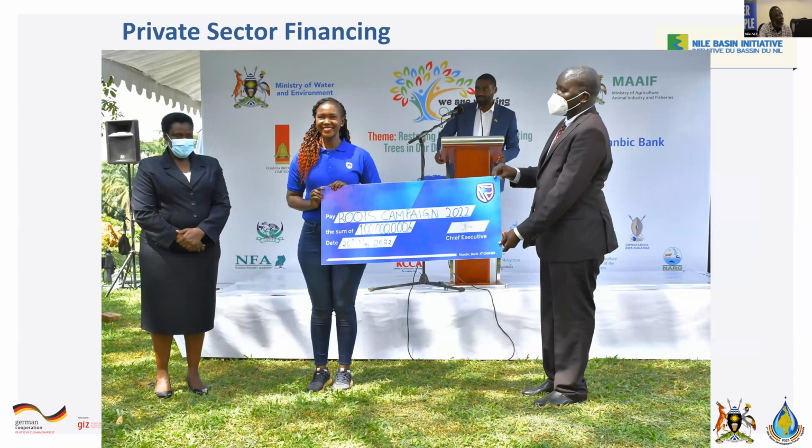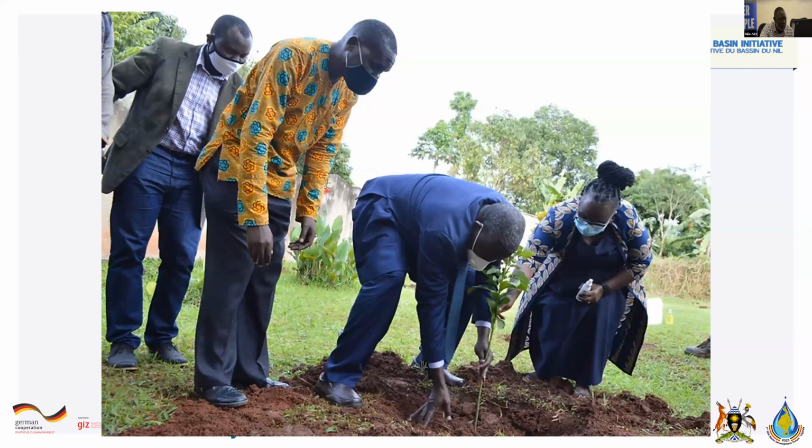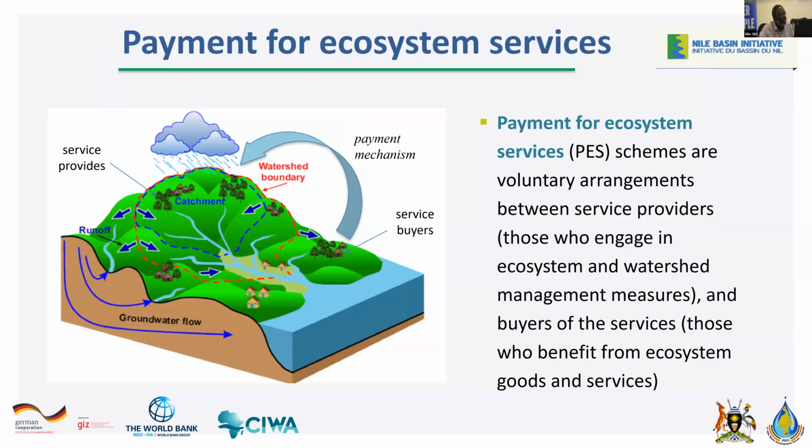That photo is showing the permanent secretary of the Ministry of Water on the right, receiving a dummy check from Stanbic Bank through corporate responsibility. They are supporting the tree planting campaign of the ministry. That is another private sector group also supporting the ministry's tree planting as corporate responsibility, with water quality benefits where the watershed is well managed.